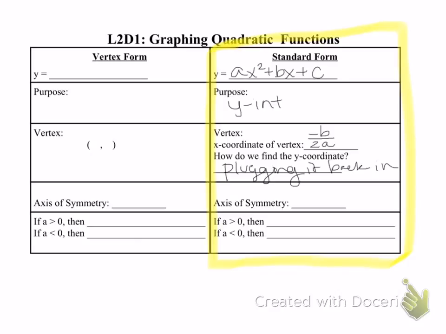Beautiful handwriting there. Our axis of symmetry is just x equals our negative b over 2a. So whatever number that we solve up here is the same thing. And then the same thing down here. If a is bigger than 0, it's a happy face. And if a is negative, it's a sad face.